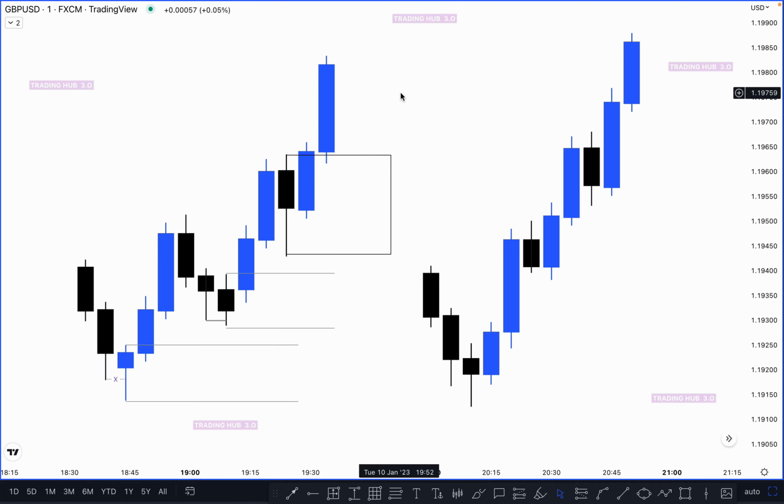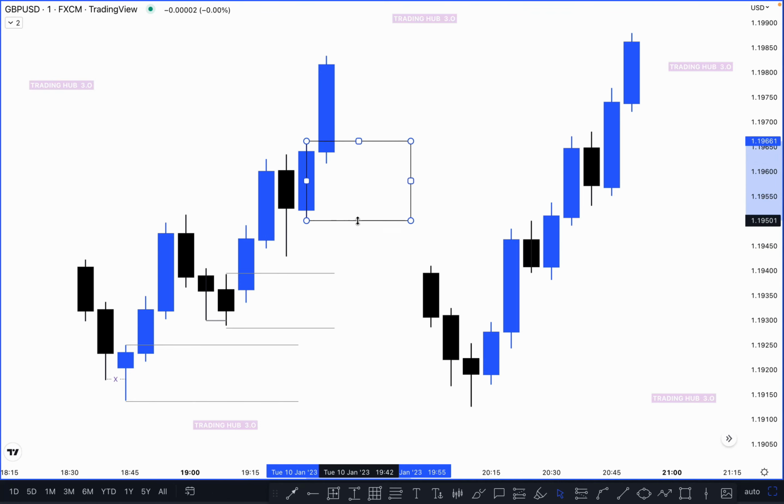So where is our next order block? You can simply switch to the next candle like this, and now this is our new order block. Why? Because here we can see there is no imbalance.